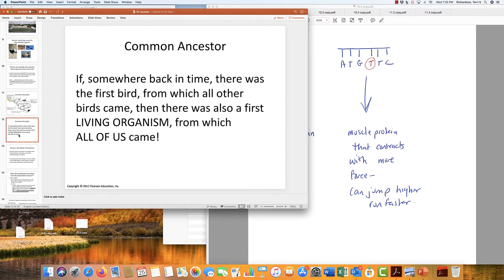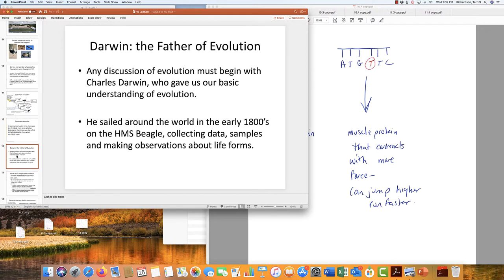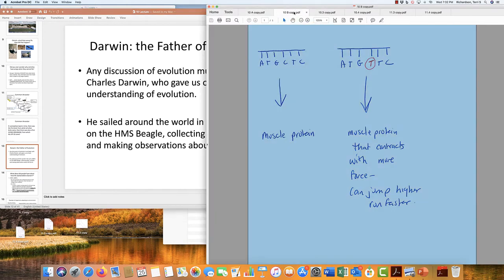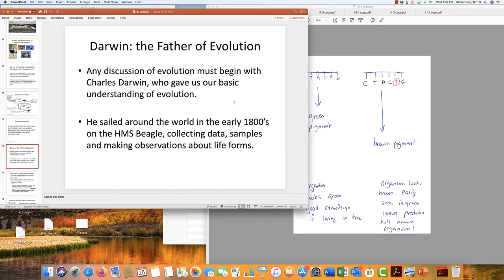So if somewhere back in time there was a first bird from which all other birds evolved, then there was also farther back in time, it stands to reason, a first living organism from which all of us came. And that's where we get into the topic of Charles Darwin. You've probably heard of him before. He's considered the father of evolution. And any discussion of evolution must begin with Charles Darwin.